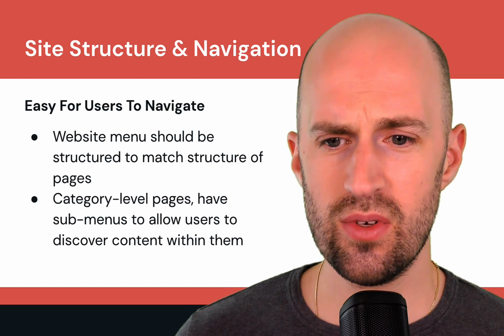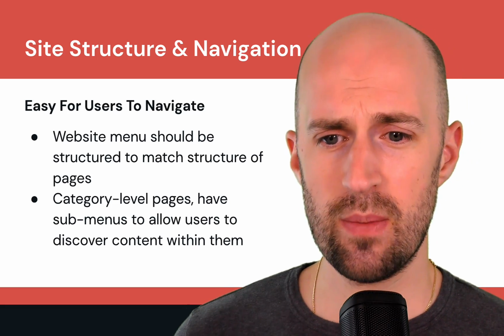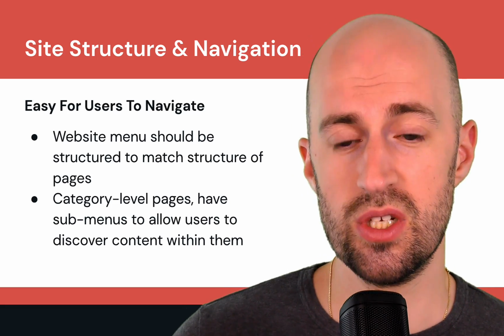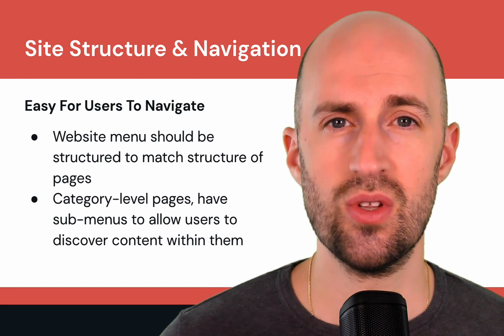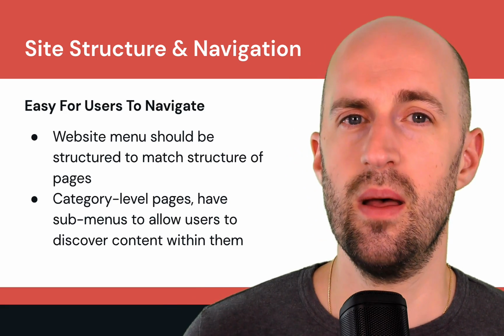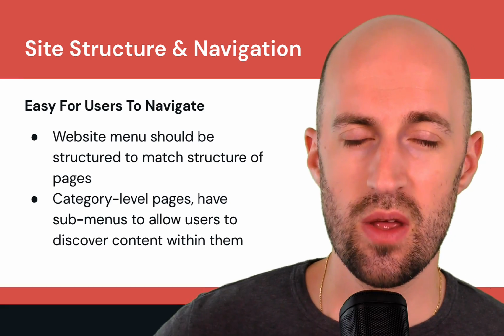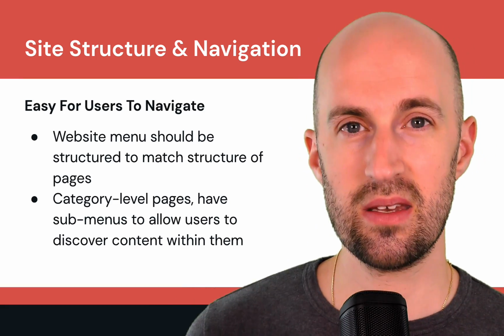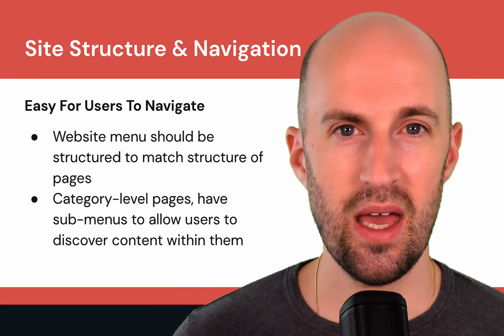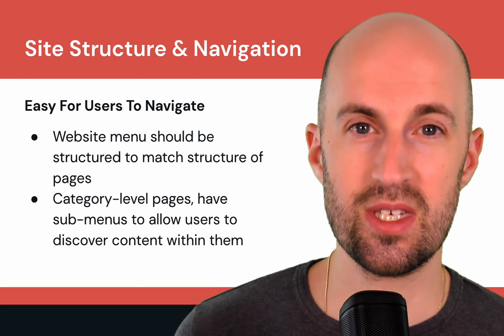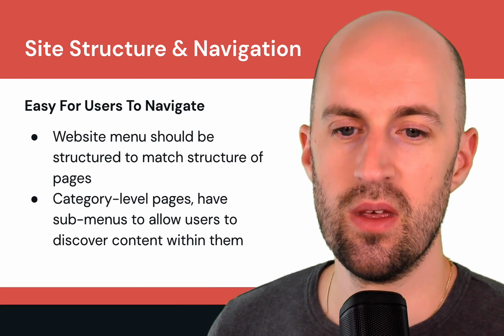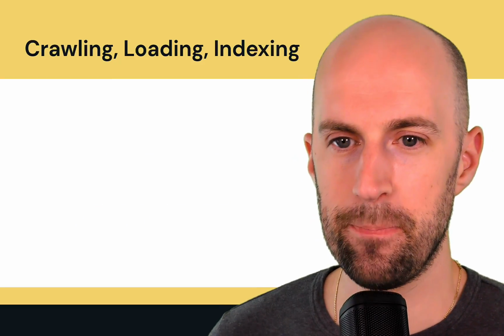So category level pages might have sub menus to allow users to discover content within them. This is also something that makes it easier. If you go to a category page, then near the top of the site, a sub menu might pop up and show you the different subcategories that you can go to. So it makes it easier to navigate.